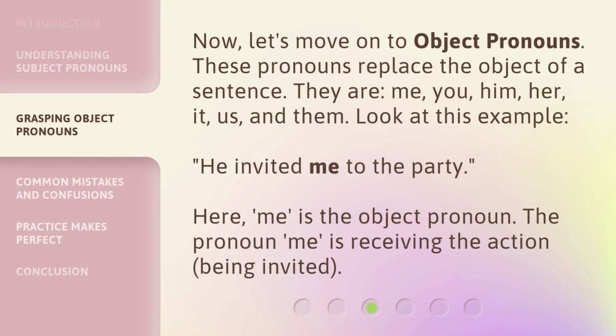Now, let's move on to object pronouns. These pronouns replace the object of a sentence. They are me, you, him, her, it, us, and them. Look at this example. He invited me to the party. Here, me is the object pronoun. The pronoun me is receiving the action, being invited.